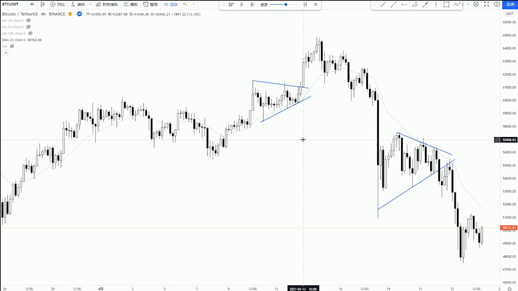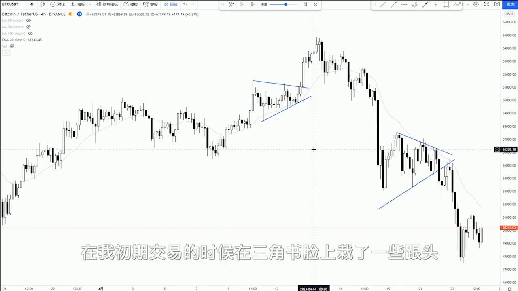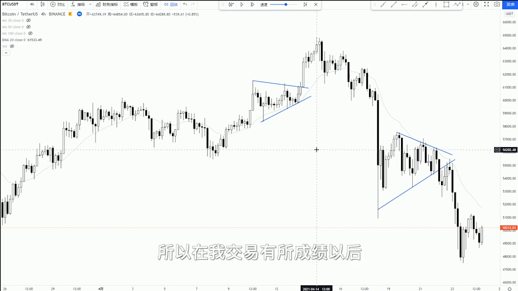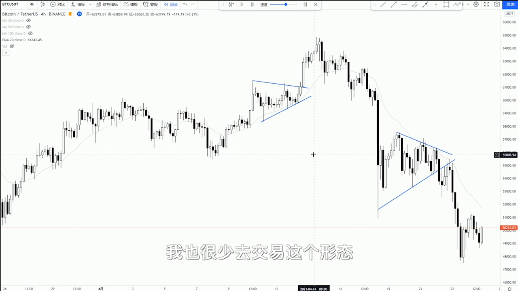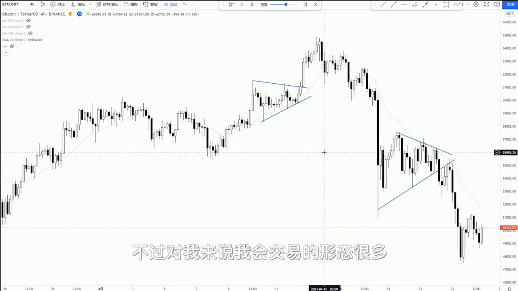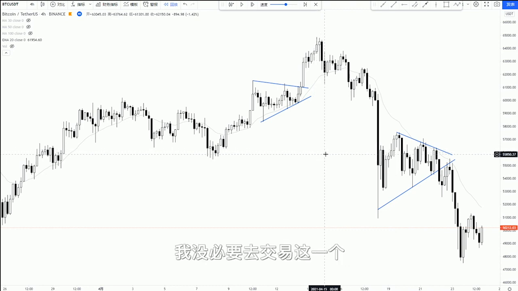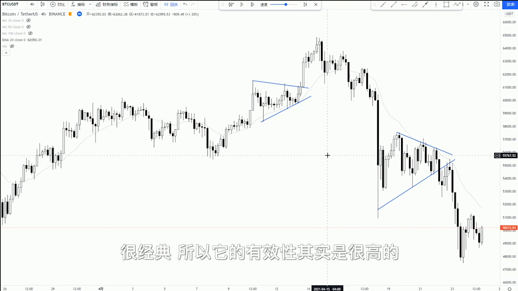In my early trading, I had a few setbacks in the face of triangle patterns, so I rarely traded this form after my trading success. But for me, there are a lot of ways I can trade and I don't have to trade this one. And the advantage of that is obvious, because it's classic, so it's actually very efficient and everybody's trading this pattern, so it's efficient.